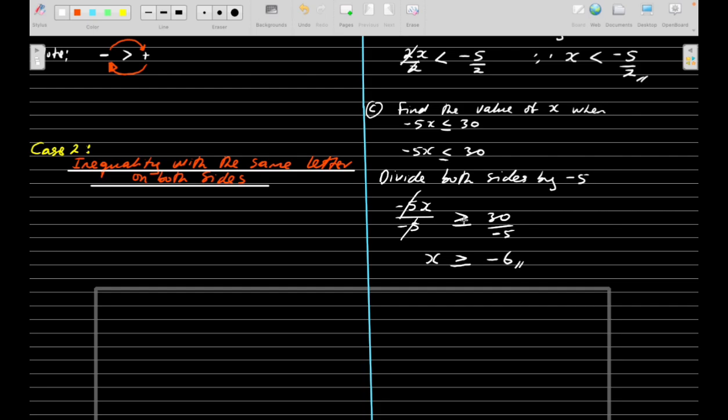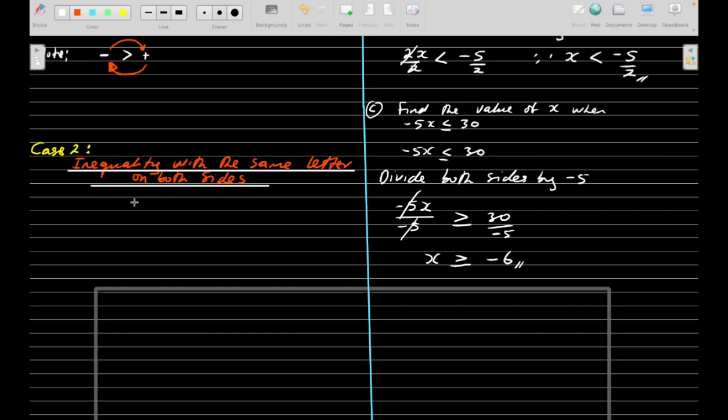So my sign has changed. If you take note of this, we were having less than or equal to before, but immediately we divided by minus 5, our inequality sign changed to greater than or equal to.